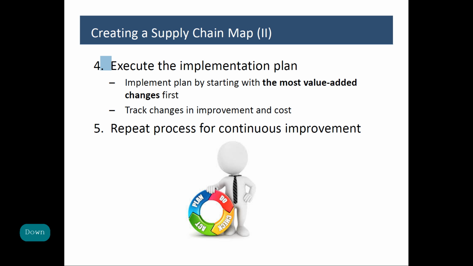And then in a fourth step, the implementation plan should be executed. So we would start with the most value-adding changes first, track the changes, measure the improvement and the cost that go along with these changes, and then go to the next item. So we repeat the process, not only the execution of the most value added area, but also the overall process. So this is not something that you do just one time in a year, but depending on how you define this process, you could repeat it every year or every second year.